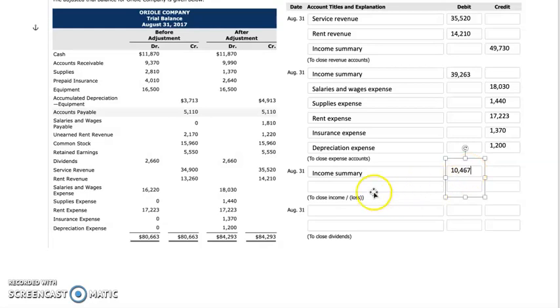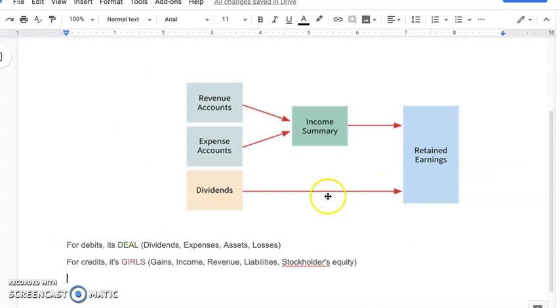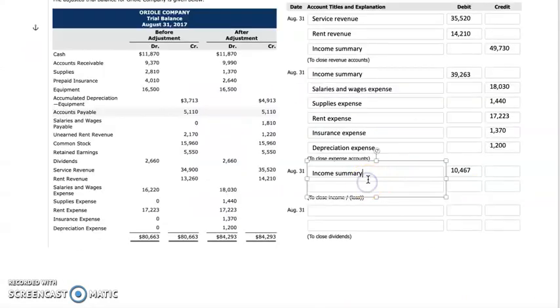All right. Then we're going to come back to our cute little chart here. And income summary is closed out to retained earnings. So that's going to be our other section down here. So retained earnings. Okay. So obviously these have to balance. So this is also going to be 10,467.